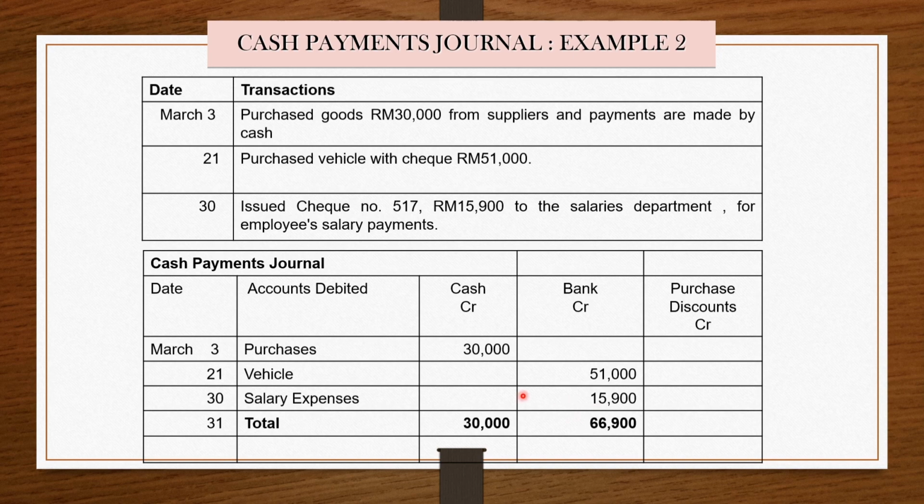At the end of the accounting period, at the end of the month, 31st of March, we have to close cash payment journal. So at the end of March, the total for cash payment, we have to add all together. There is just one transaction, 30,000, and for bank, the total for check payment is 66,900. So this is the format for cash payment journal. That is for payment made by cash or bank.